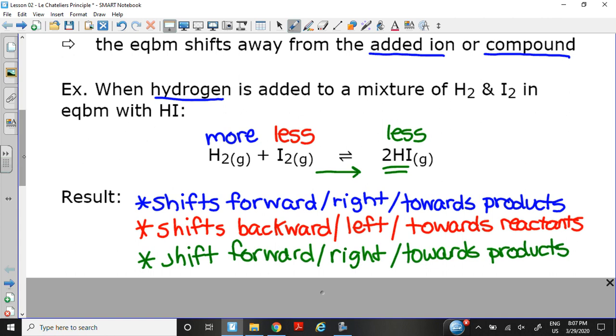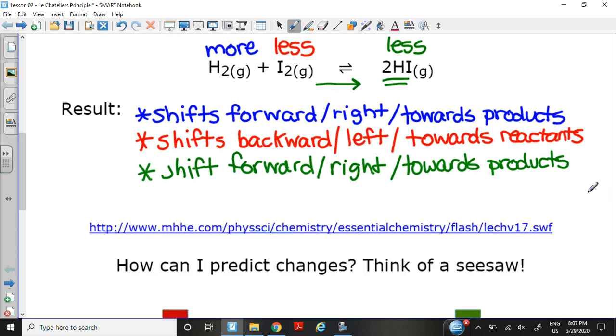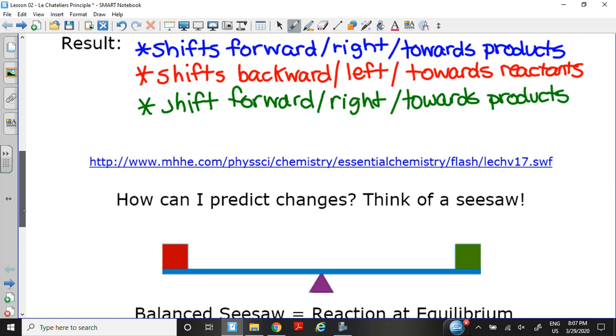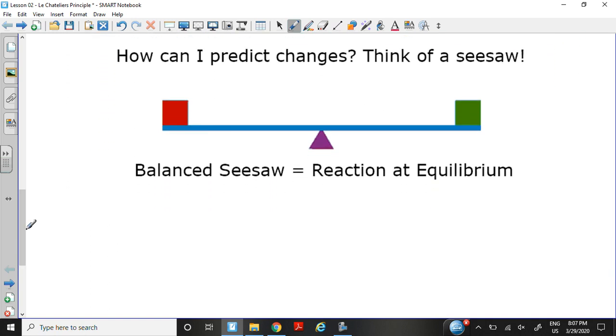So how's an easy way to figure this out? If you're familiar with a seesaw, it basically provides a good analogy to figure out what these changes are going to do. Which way is it going to shift? So let's walk through a couple of scenarios together. If you're on a seesaw and you are perfectly balanced, your friend that's sitting on the other side of the seesaw is perfectly weighted with you, and the seesaw is completely parallel to the ground, you could say their reaction is perfectly at equilibrium.